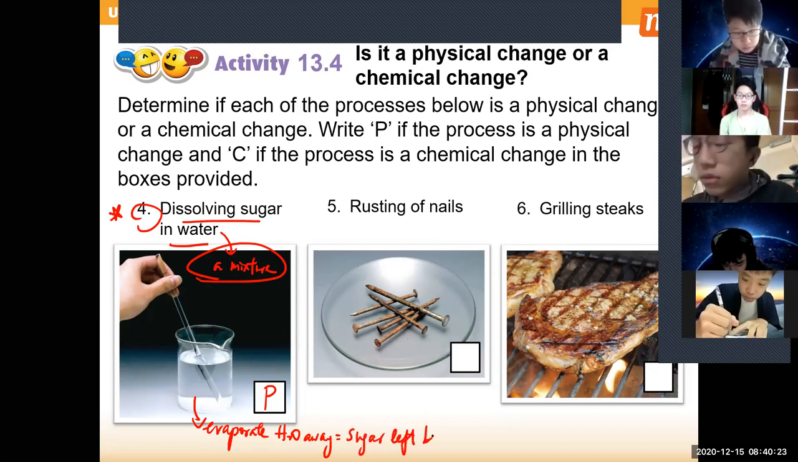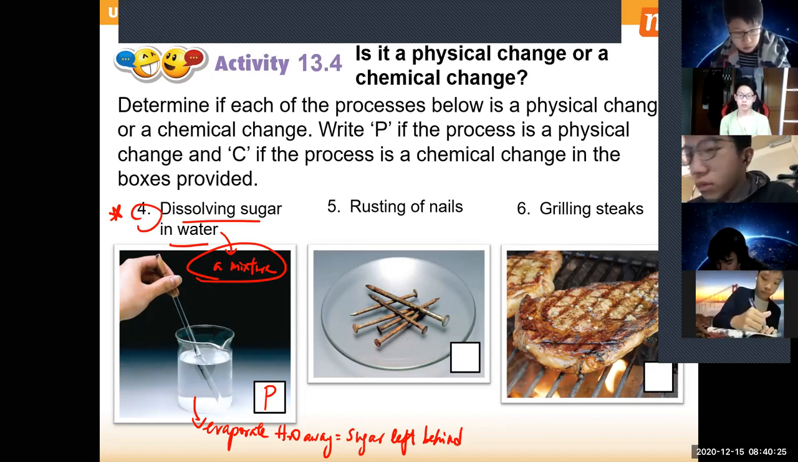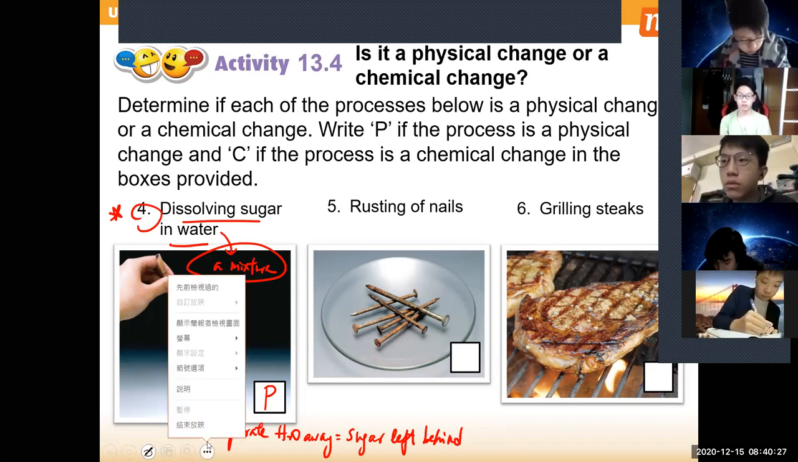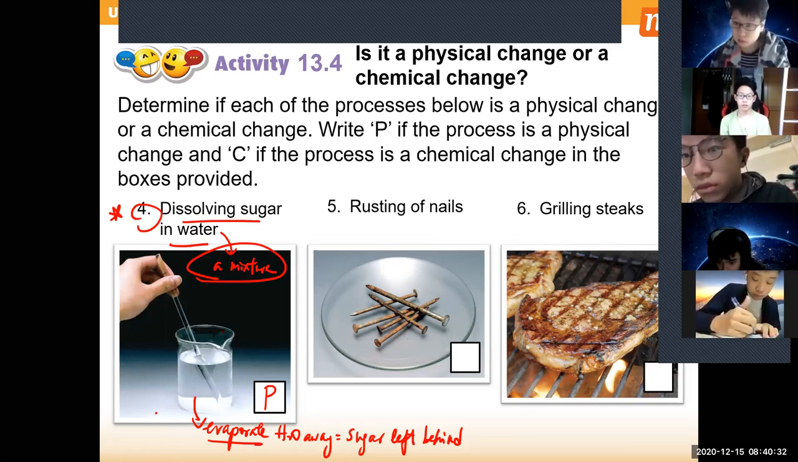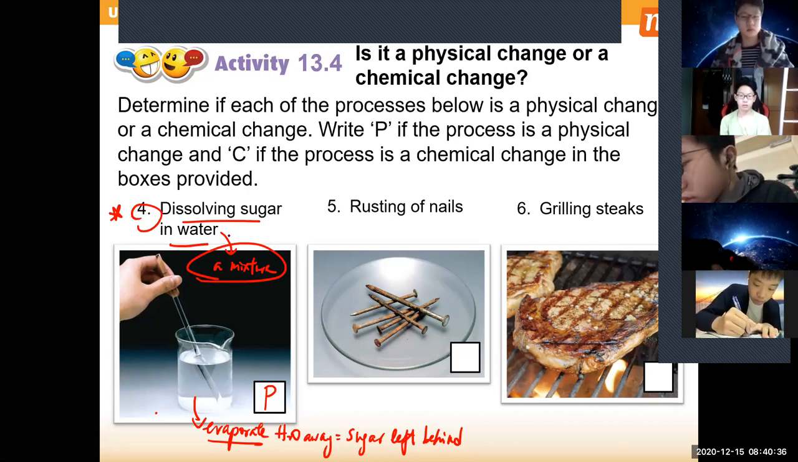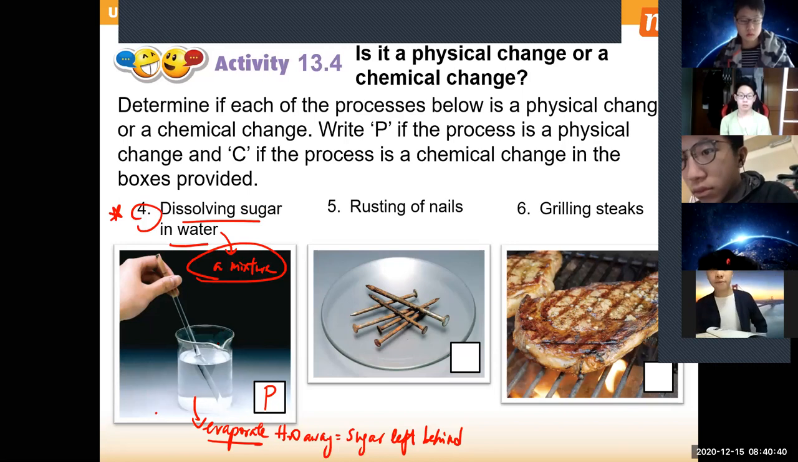So sugar, they were just left behind. So what is meant by evaporate? It's just a process involving a physical method. This is a very tricky one. Sugar in water, maybe salt in water, all those, they're just a mixture, but not a compound. So if you want to separate it, you simply need heating and it can help. So it's a physical change, a mixture.